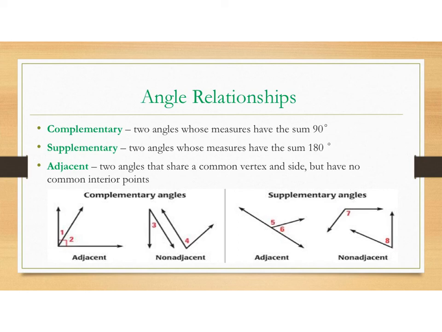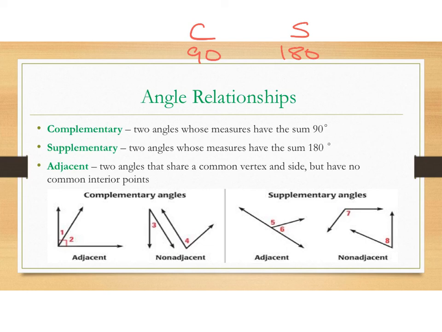Now, I have some little tricks to help you keep track of which ones are supplementary and which ones are complementary. These are tricks that work for me, and you may have other ways to remember it. I think about saying the alphabet, the ABCs. When I say A, B, C, D, I think C comes before S, and 90 is a smaller number than 180, so that's how I associate those.